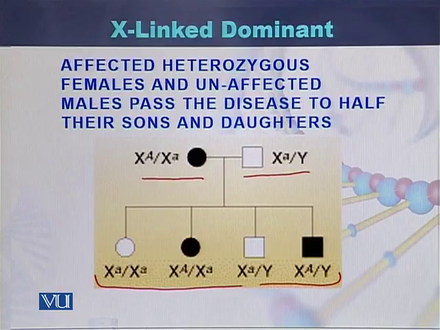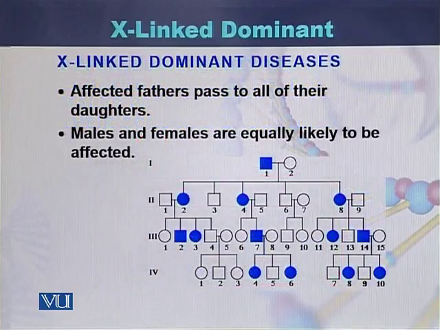So if the male is normal, while the female is heterozygous, who has 2 alleles, one allele is affected while the second allele is normal, because she has 2 X chromosomes. On one of the X chromosomes, the allele is affected, while on the second chromosome, the allele is unaffected. So in this case, half of the children would be affected, and half of the children would be normal. This is another example of X-linked dominant disease.